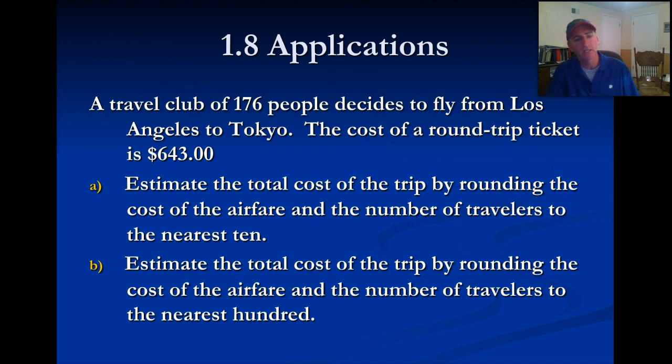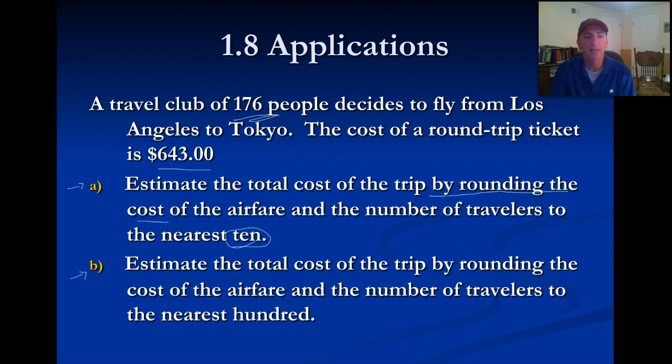This one is a little bit trickier as we move on to page 18. There's 2 parts to this question, an A part and a B part. So let's look at what's happening. We have a travel club, 176 people. They're going to fly from Los Angeles to Tokyo. Cost of a round trip ticket, $643. It says estimate the total cost of the trip by rounding the cost of the airfare to the nearest 10. So part A, we're going to round it to the nearest 10.